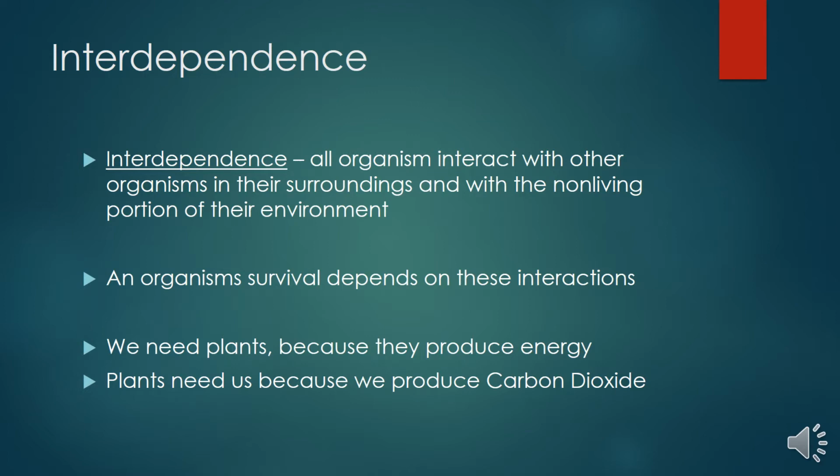Interdependence. All organisms interact with other organisms in their surroundings, and with the non-living portion of their environment. A bear might drink out of a stream and then also might fish out of the stream. He's interacting with both the living things in the stream and the stream itself. An organism's survival depends on these interactions. If a bear isn't good at fishing, he probably won't live very long. Another example is we need plants because they produce energy for us. They also produce oxygen for us. On the other hand, plants need us because we produce carbon dioxide. Both organisms are benefiting and interacting with each other.